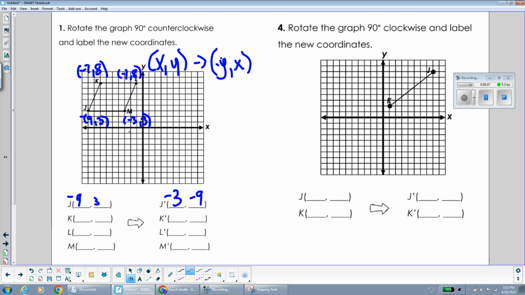-3, 1, 2, 3, -9, 1, 2, 3, 4, 5, 6, 7, 8, 9. That's right here. Okay, let's do the next point, and I'll just label that as J prime. The next point is K. Point K is -7, 8. So the order changes and the original y coordinate will change sign. So that would be -1, 2, 3, 4, 5, 6, 7, 8, 1, 2, 3, 4, 5, 6, 7. So that would be K prime.